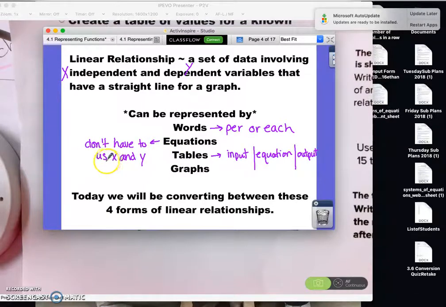Equations don't have to use X and Y. You can use, say, H for hot dog, or if you're talking about the cost, you can use C. You don't necessarily have to use X and Y. For the words, you want to use words such as per and each. Okay?